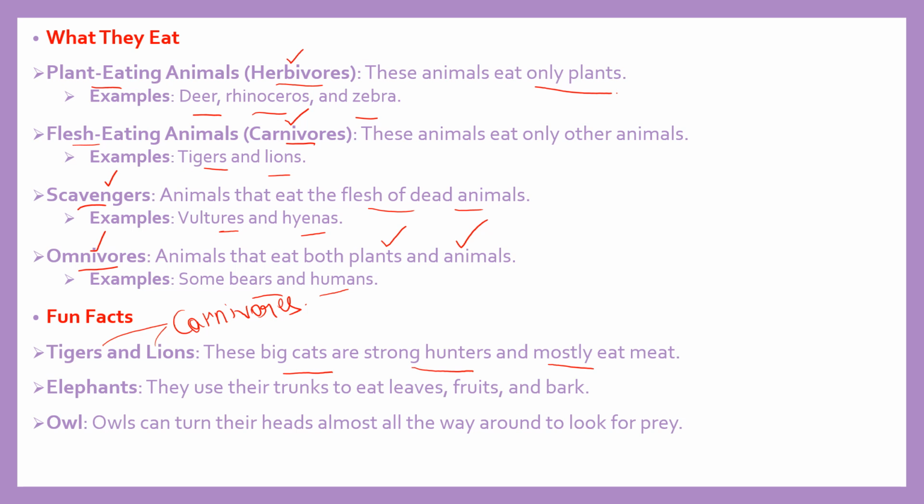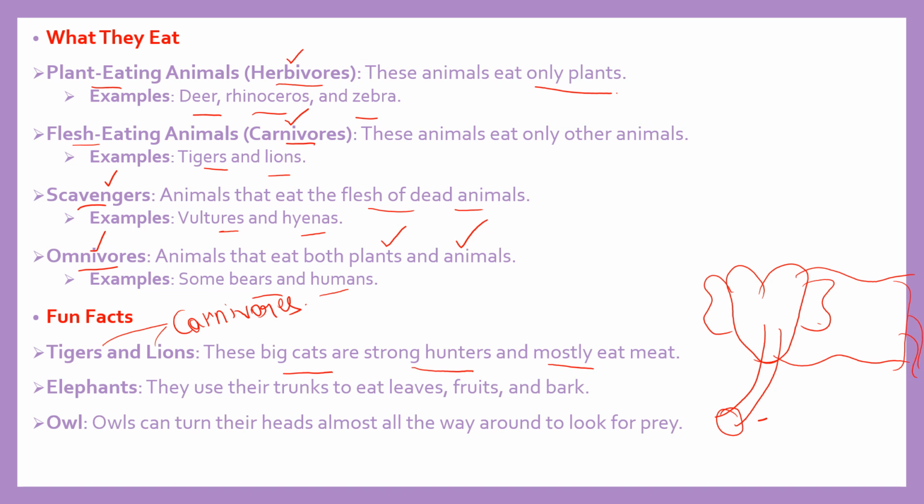It's fun to learn. Next, elephants. How about elephants? They use their trunks to eat leaves, fruits and bark. You know that, right? I'm not so good at drawing like you all. You are so good in drawing, but I can't draw. So what is this? Imagine this to be an elephant. As I have mentioned, I'm very bad at drawing, however, imagine this to be an elephant. What is this? Trunk. With this trunk, it will be eating what? All the leaves, fruits and bark of the tree.